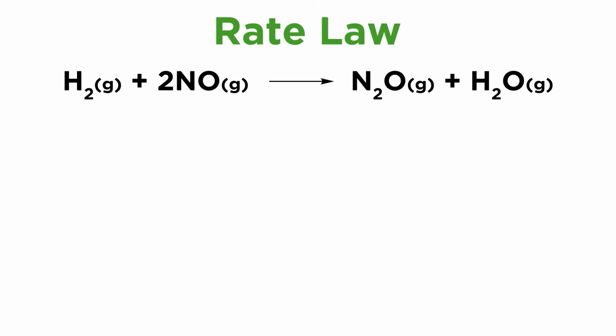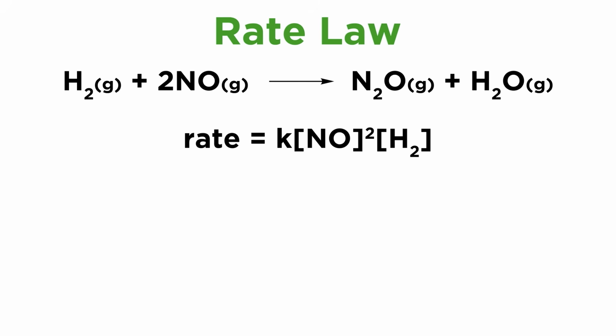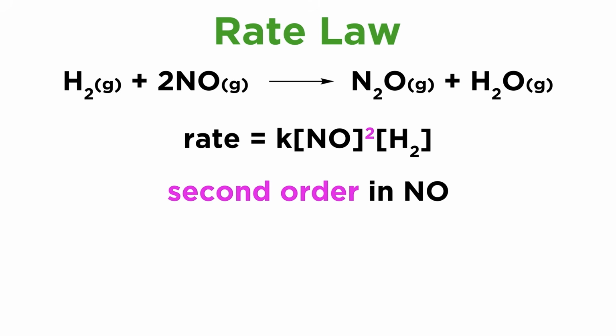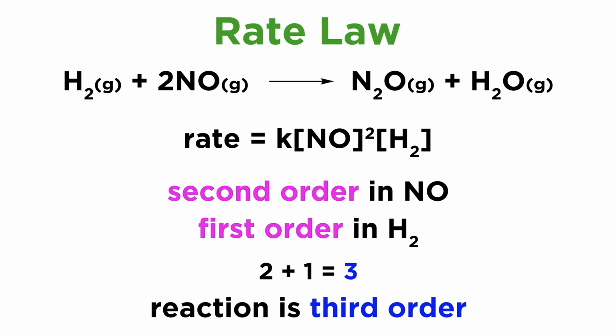Let's try one more. For this reaction, the rate law is as follows. What is the reaction order with respect to each reactant, and what is the overall reaction order? We can see from the exponents that this reaction is second order in NO because of the 2, and first order in H2 because if no exponent is listed, it's the same as an exponent of 1, and the reaction is therefore third order overall since 2 plus 1 equals 3.